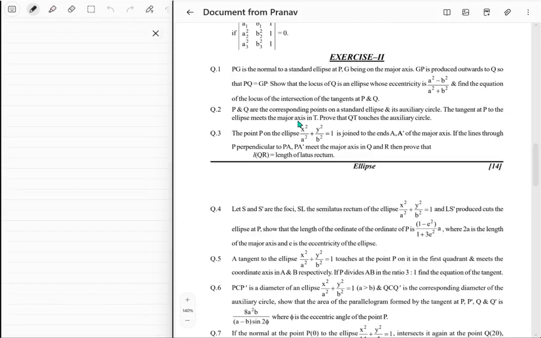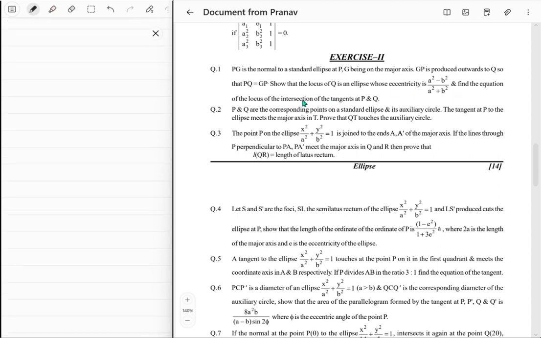Exercise 2. Let's go. It's question number 1. PG is the normal to the centered ellipse at P, G being on the axis. GP is produced outwards to Q, so that PQ is equal to GP. That's weird. So that the locus of Q is an ellipse, and find the equation.